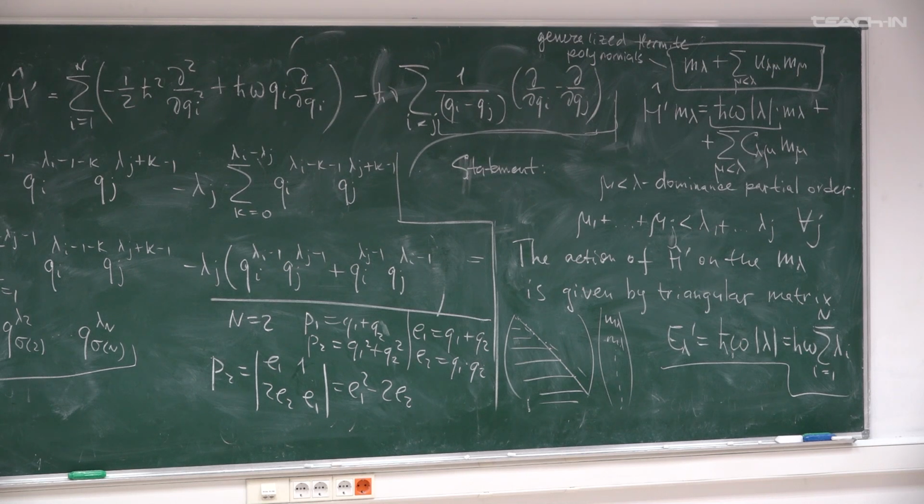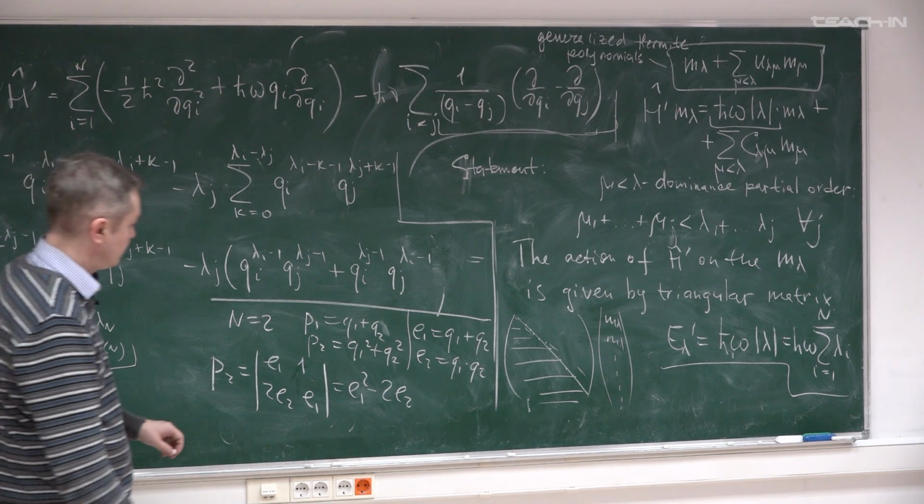And I think this is all for today. Next time we will also discuss the trigonometric Calogero-Moser model and the Ruijsenaars model.